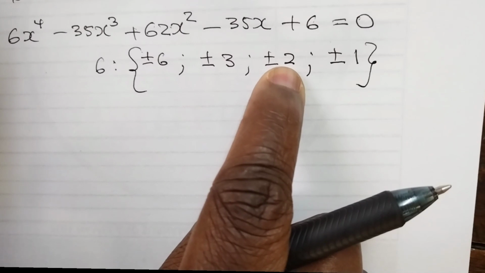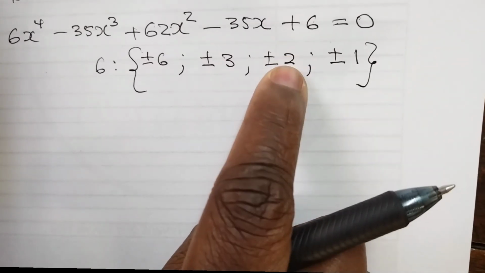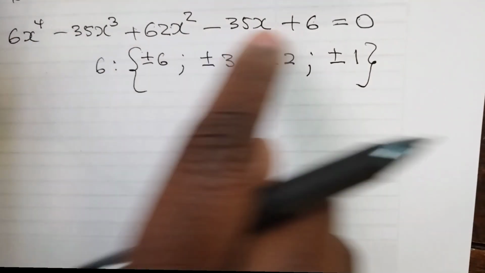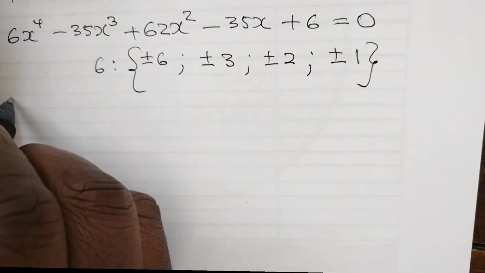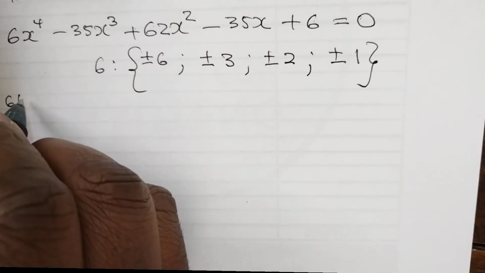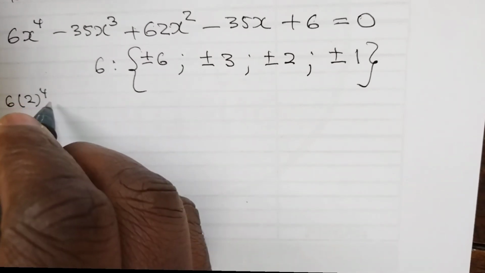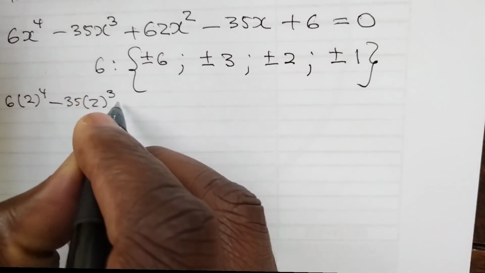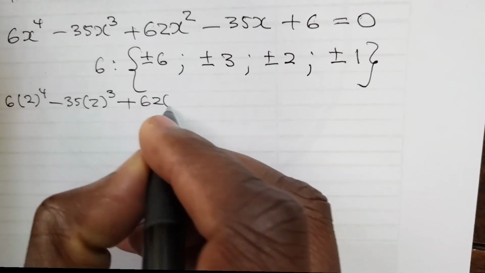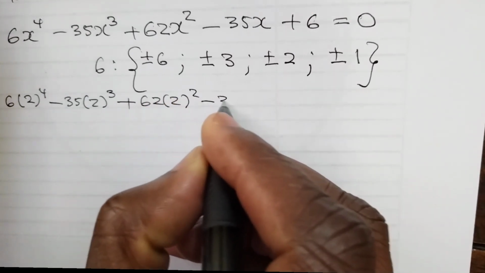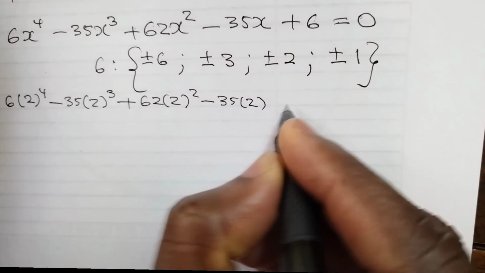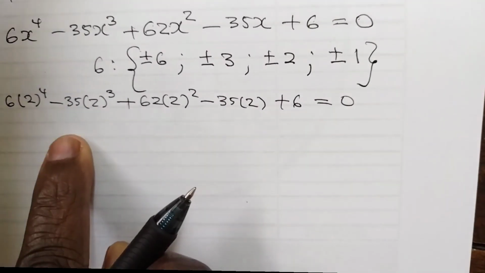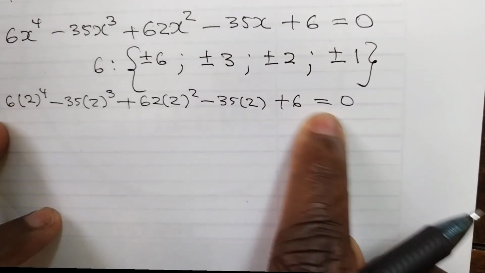So I'm going to start with a positive 2. Now, ladies and gentlemen, if I replace x with 2 in this equation, I'm going to have 6 into 2 raised to the power 4 minus 35 into 2 raised to the power of 3 plus 62 into 2 raised to the power 2 minus 35 into 2 plus 6. Ladies and gentlemen, I find this to be equal to 0. When you do this, the answer equals 0.